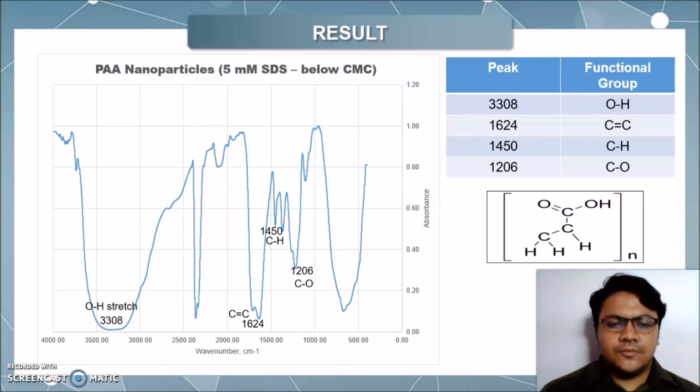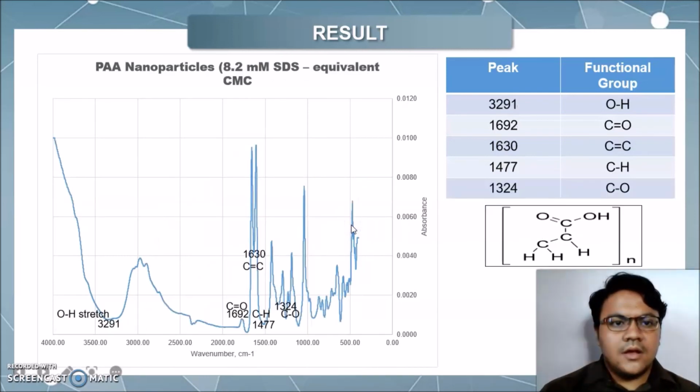While for the PAA nanoparticles with 8.2 millimolar SDS, equivalent to CMC, the peaks are too broad, but there are 5 peaks that can be determined, which are 3291 for functional group OH, 1692 C=O, 1630 for C=C, 1477 CH, and 1324 for CO.